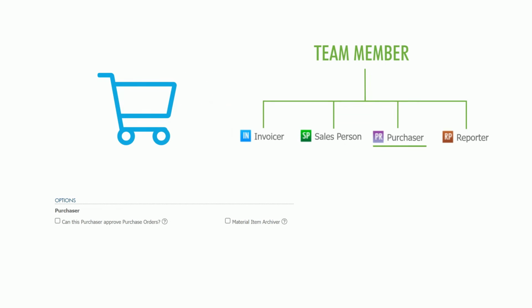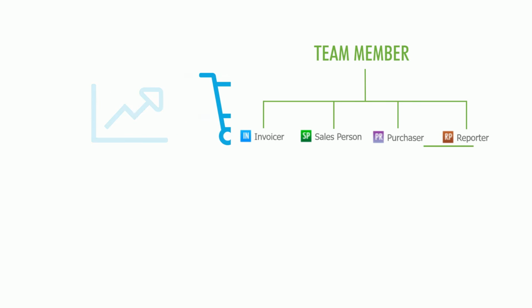A purchaser can generate purchase orders. You can also choose whether they can approve and send purchase orders and whether they can archive material items. Lastly, a reporter can generate reports.